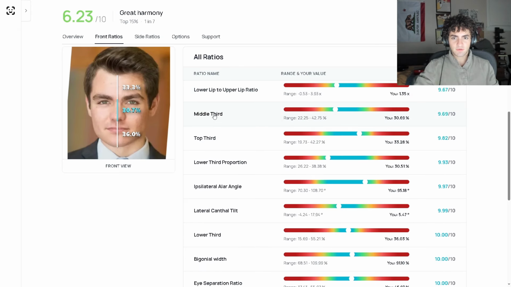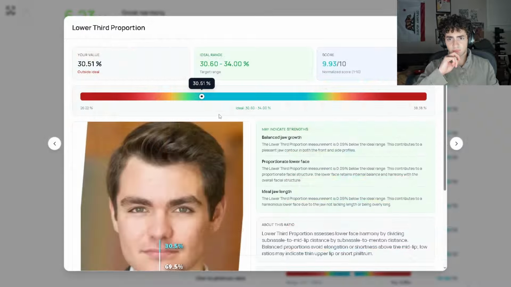So yeah, next for his middle third. Middle third is not a flaw, really. Yeah, his thirds are in the perfect range, actually, now I look at it. I thought his forehead would be a little too big, but that's actually because he's receding in the corners there. It was an illusion. But yeah, actually his thirds are pretty good. 33, 30, 36, very good. His lower third proportion is also fairly good. It's just below the ideal.